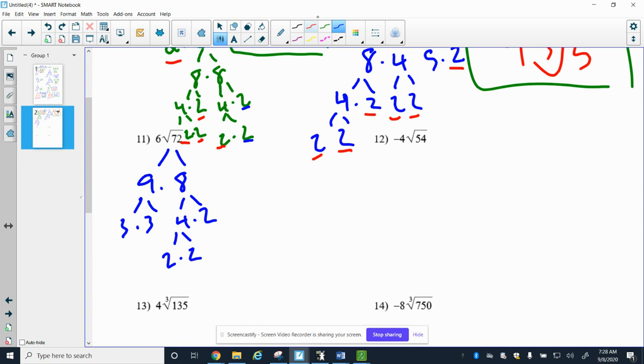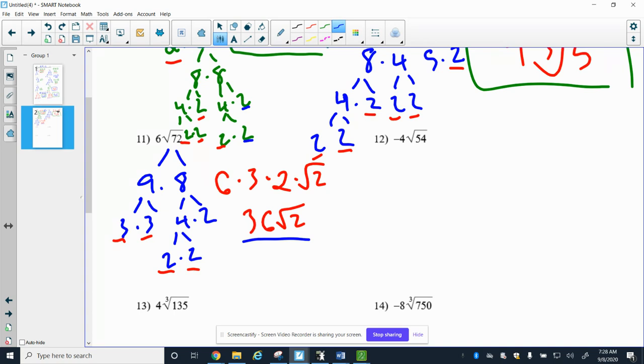So now we're looking for pairs. So a pair of 3's, we have a pair of 2's. Now we gotta be careful when we write this. We also have a 6 in front. So it'd be 6 times, we had a pair of 3's, so 3 times, we have a pair of 2's, then we just have this 2 left over, times root 2. 6 times 3 times 2, that's 18 times 2, 36 root 2. That'd be our answer.